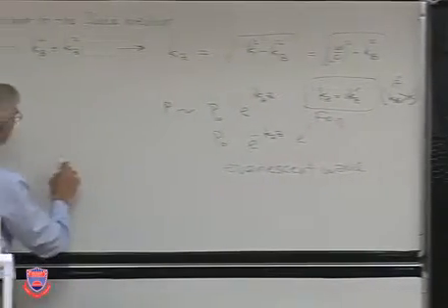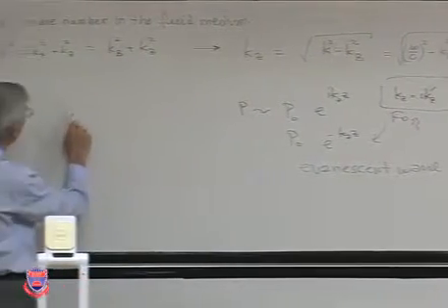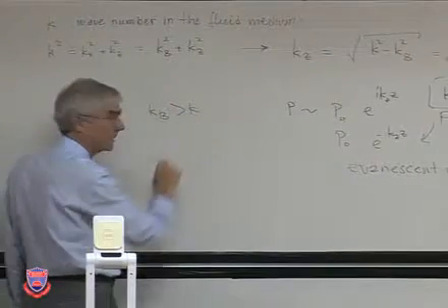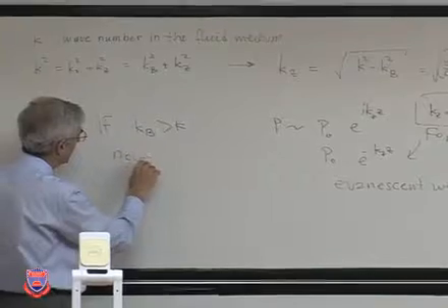Now, let's see if we can relate some of these a little bit. We're saying if kb is larger than k, we'll usually say no radiation.